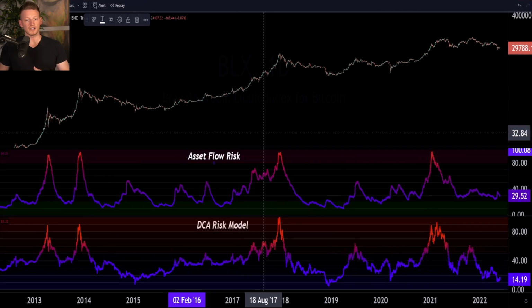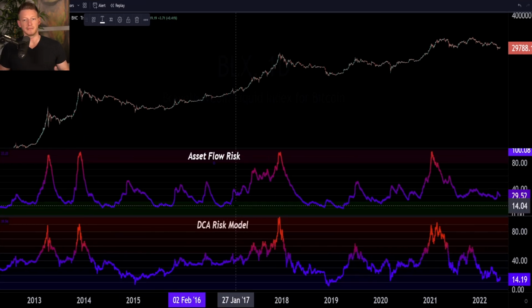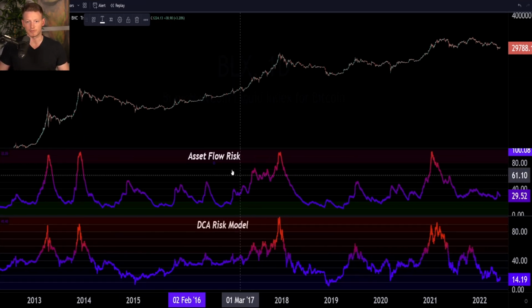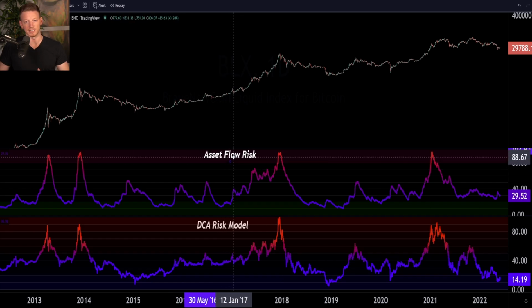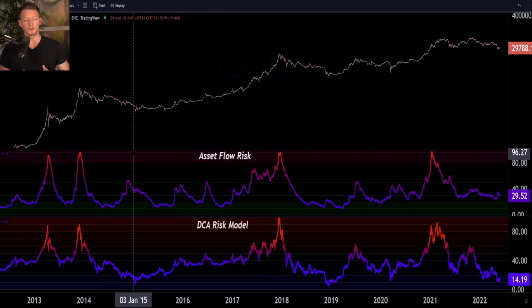This new model that I've created, I haven't really given it a name yet. We're just going to give it a placeholder name for the moment, and we're going to call it the asset flow risk. Essentially, this model is looking at numerous metrics that the DCA index risk model is sort of blind to. So it's looking at metrics which are measuring various factors. It's looking at asset flows into Bitcoin.